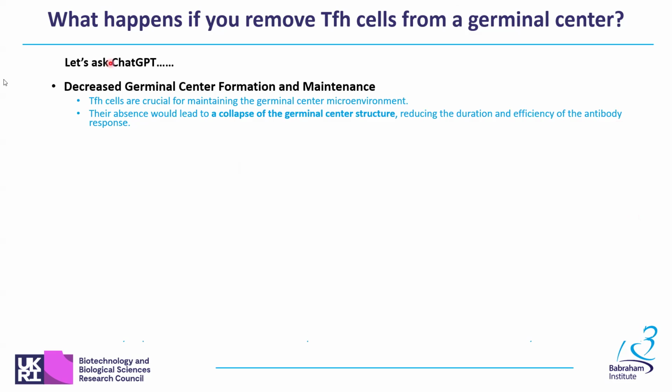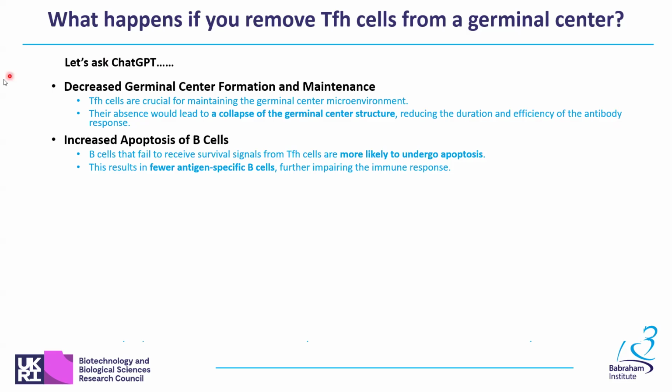there would be decreased germinal center formation and maintenance. And that made sense. We know that TFH cells are important for the development of the germinal center, so it's likely they're important for their maintenance. It said there would be increased apoptosis of B cells, and this is because there are papers that suggest that TFH cells give a survival signal to the germinal center B cells. And so if you take away the TFH cells, there's likely to be more death.